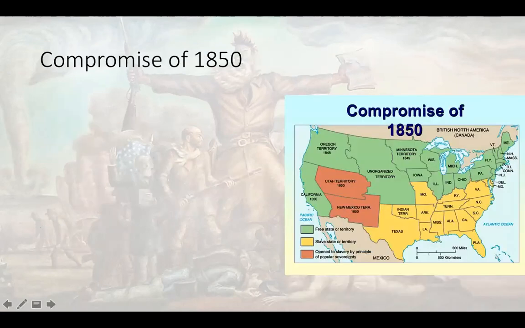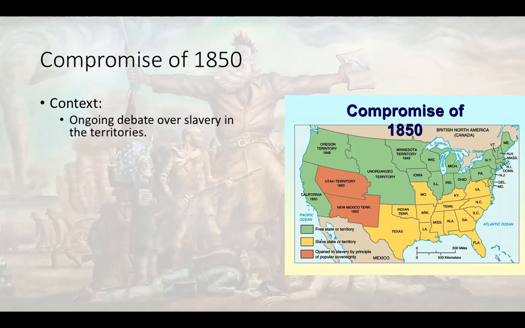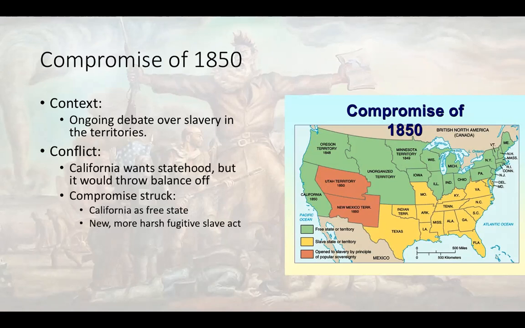Okay, so stemming almost directly from that one is the Compromise of 1850, because in 1848, there's still no perfect decision as to what to do with the territory that we gained from Mexico. And then when California gets enough people in it because of the gold rush, all of a sudden they want statehood. Well, now we have a problem, because if you let in one state, California, what are we going to do? Because at this point, still in 1850, a balance had been kept. So there's this ongoing debate over slavery in the territories. California wants statehood, but it would throw the balance in the Senate off.